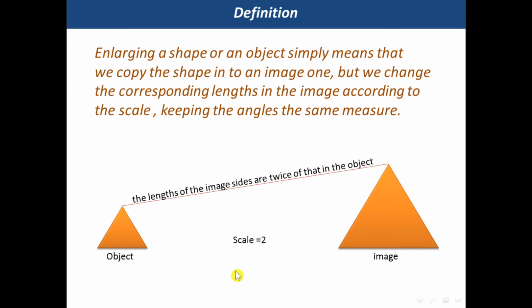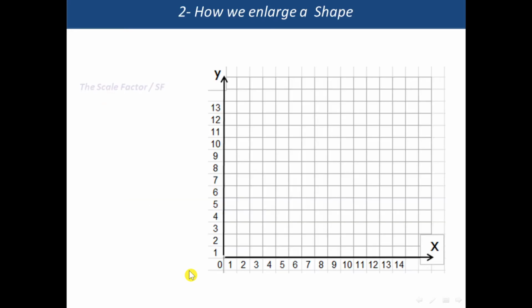So if I ask you, are these two pyramids congruent? No, they are not congruent. They are only congruent when they have the same angles and the same size of the length, but the sizes of the length here are not the same. So what I need, this is a grid so that you know how I enlarge a shape. Now you need to know the scale factor, which I shall give you.